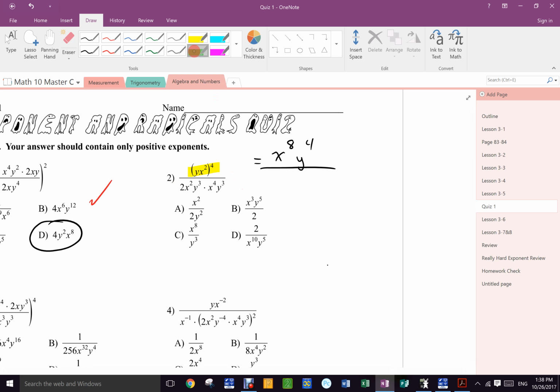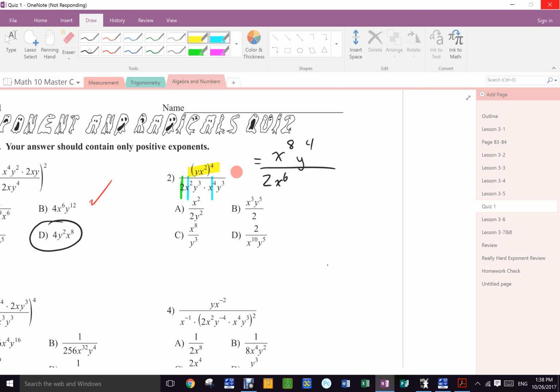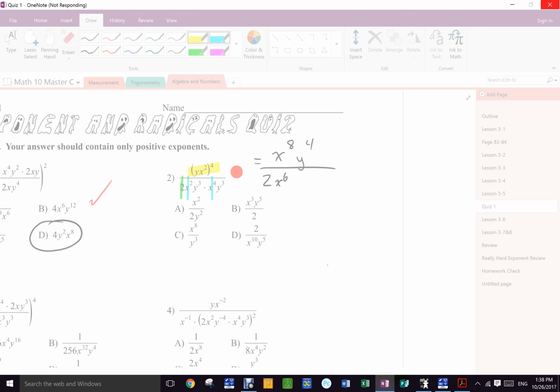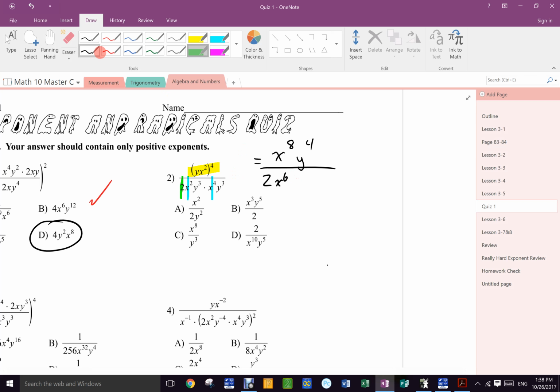Now look at the bottom. Are there any other 2's? No. So is 2 changing? No. Are there any other x's? How many? 6. Are there any other y's? How many? 6. Y to the 6. Now, are there any other numbers? Nope. So 2 stays on the bottom.